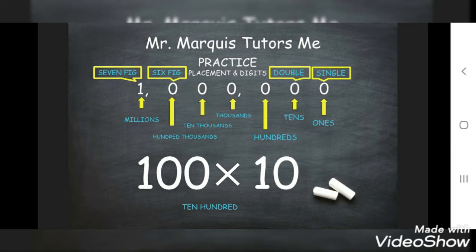Now, 1,000 is just like 1,000. 100 tens is just like 1,000, because I'll take 100 and add it 10 times, or I take the 10 and add it 100 times. When I add all of those up, it'll get me to 1,000.